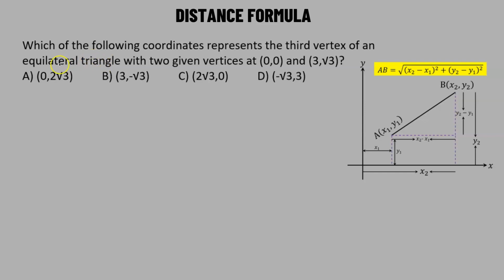So in this problem, we are given an equilateral triangle with the coordinates of two of its vertices provided to us. One is 0, 0 and the other is 3, square root of 3. We need to find out its third vertex.